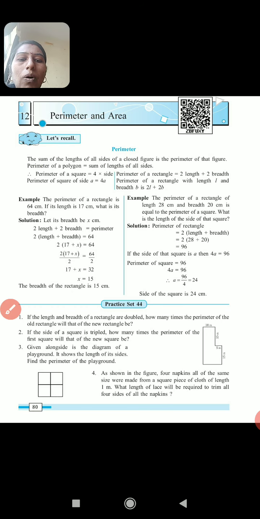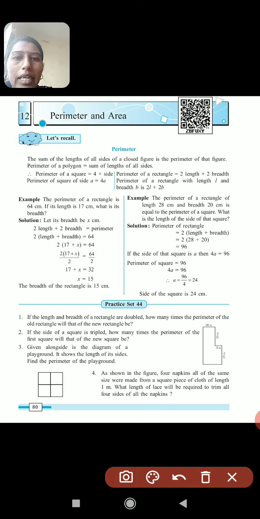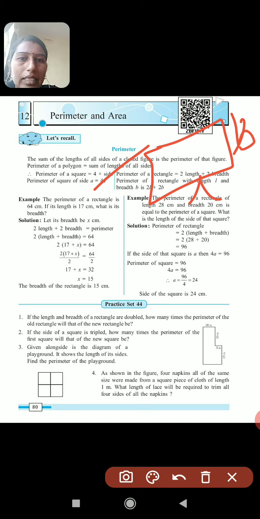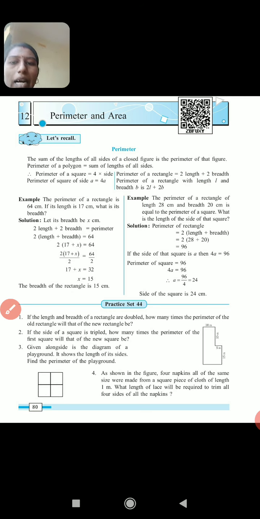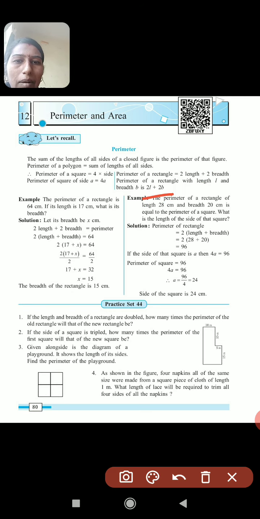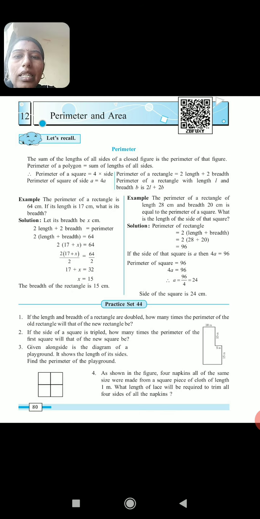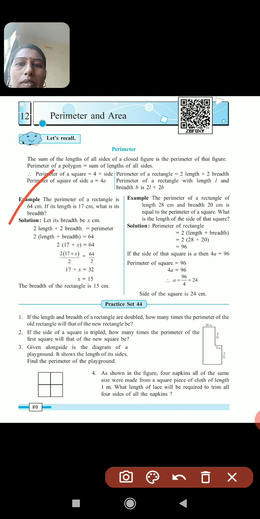Now the perimeter of rectangles. For a rectangle with length L and breadth B, the formula is 2L plus 2B. By using this formula we have to solve practice set 44. Before going to that, we will see just two examples.